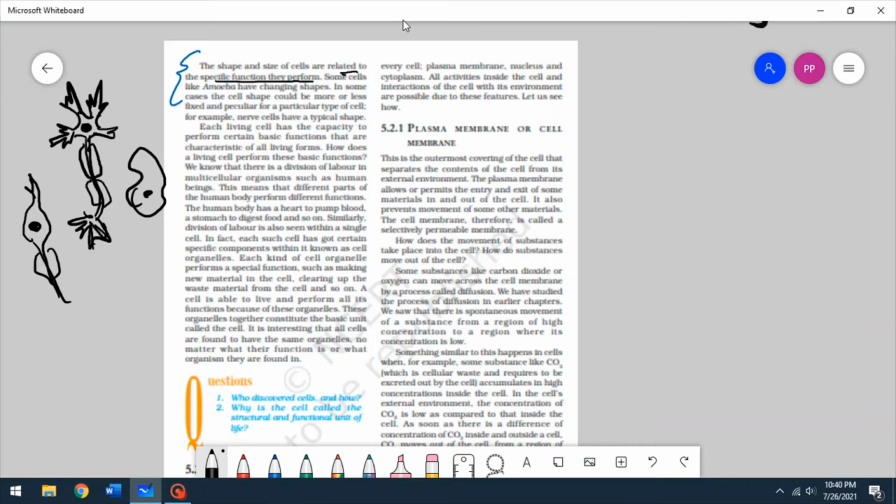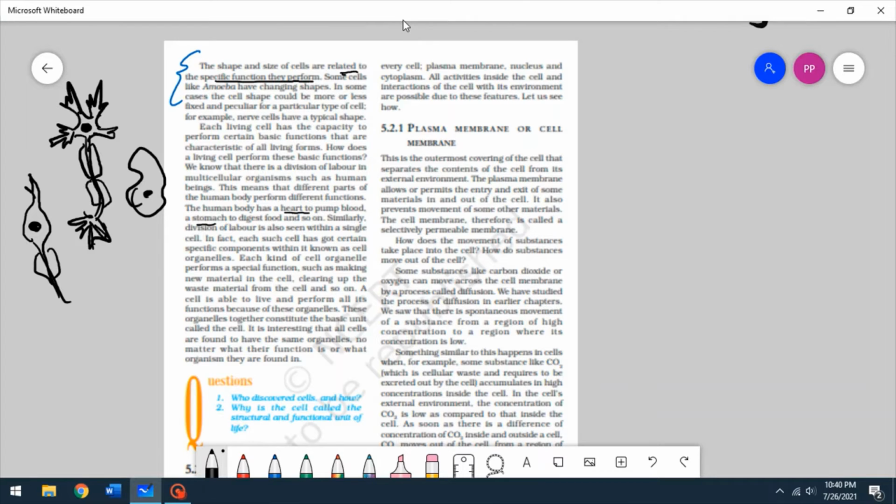There is not only one cell that takes care of all digestion, respiration, messaging. There are many cells, there are many groups of cells. That is the division of labor that they're talking about here. So this means that different parts of the human body perform different functions. The human body has a heart to pump blood, a stomach to digest food, and so on. Similarly, division of labor is also seen within a single cell.